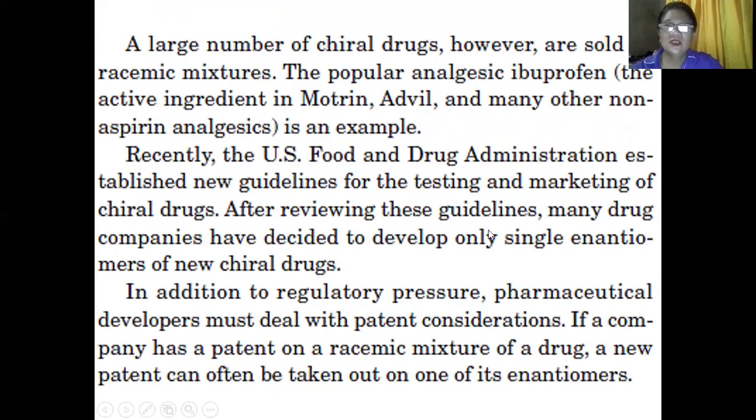So many drugs are sold in the form of a racemic mixture. An example of this is ibuprofen, which is used especially if you have a headache. And that is aspirin. Another one, these are chiral drugs. And as of the moment, there are still plenty of drugs which are being established if they are in the enantiomeric form. Okay.